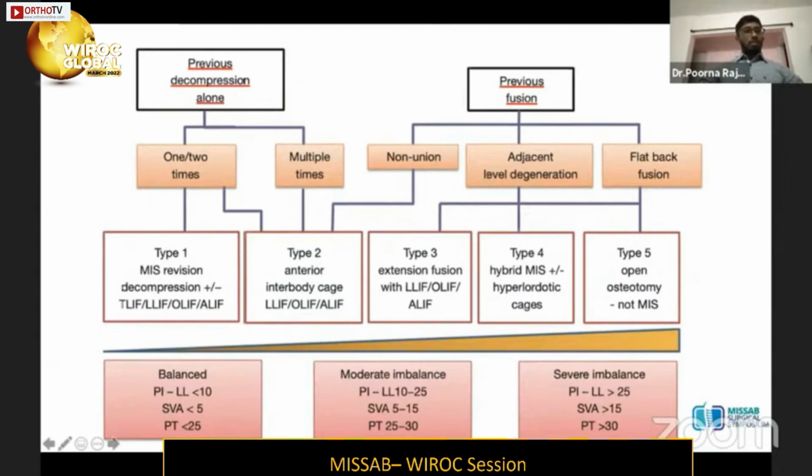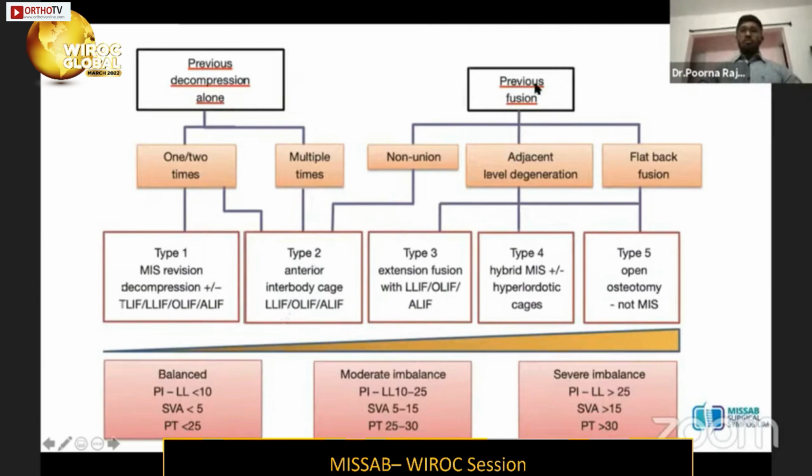And if the decompression has been attempted multiple times, these patients tend to have mild to moderate sagittal imbalance, and they fall in this category. So the primary aim is to correct the sagittal imbalance in addition to neurological decompression. In these patients, they advise an anterior procedure with interbody cages like L-LIF, O-LIF, or A-LIF.